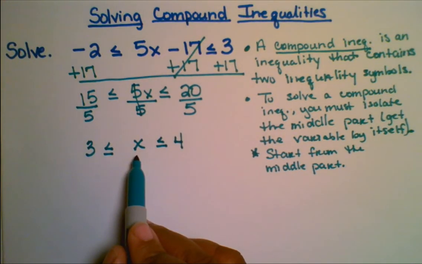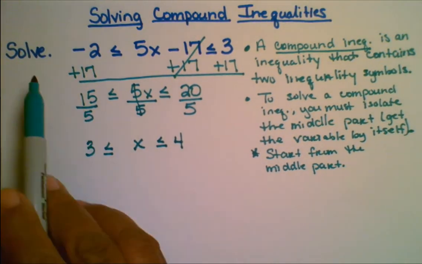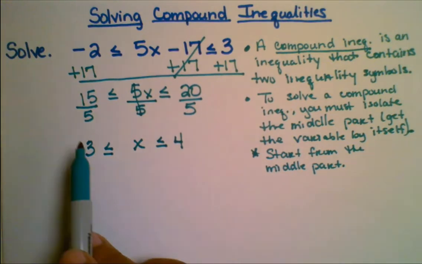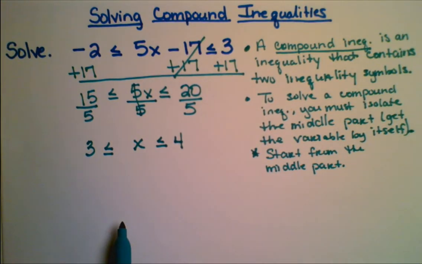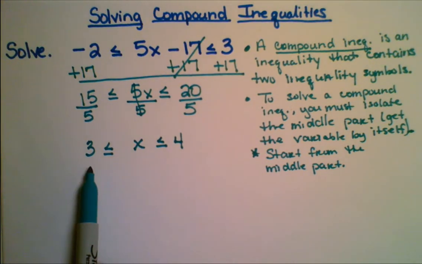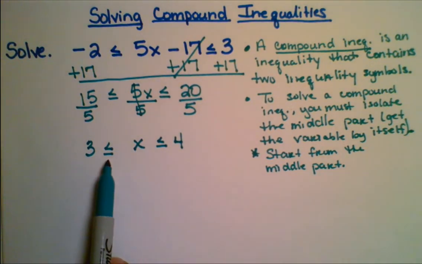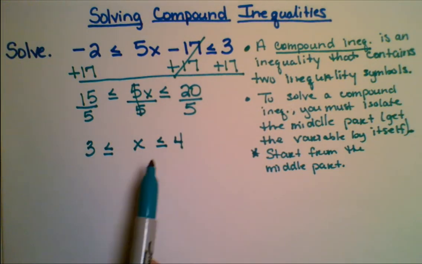That's what we want. And then I know the question says solve, but we're going to graph it, and then we're going to also write our answer in interval notation. So what this is saying, what are all the possible numbers that are between 3 and 4, including 3 and 4?